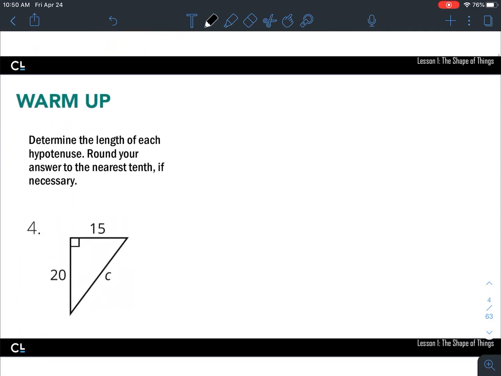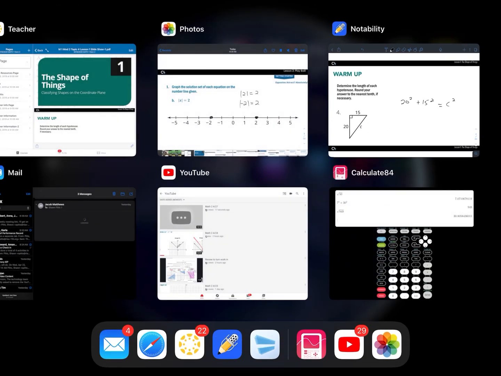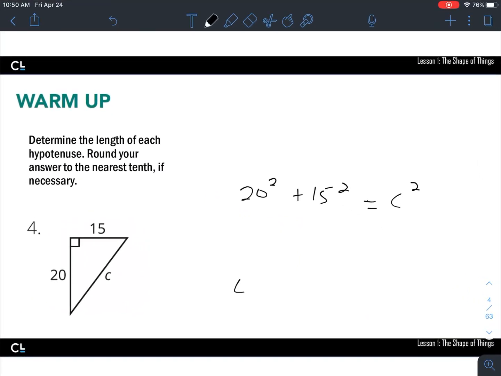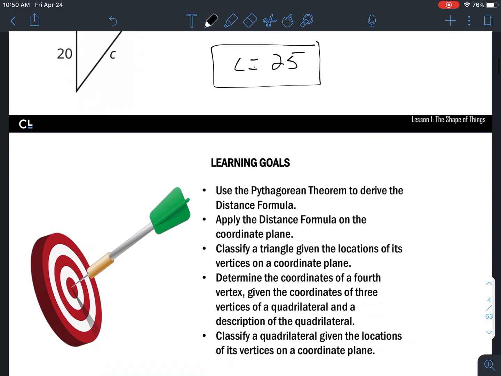And the last warm-up gives us again 20 squared plus 15 squared equals c squared. We type this into our calculator again. 20, hit the x2, gives us squared, plus 15 squared gives us 625. We hit second, x squared, gives us the square root sign. We put in 625, and it comes out to a solid number of 25. So our C would equal 25. That is how we use that formula to answer those questions.